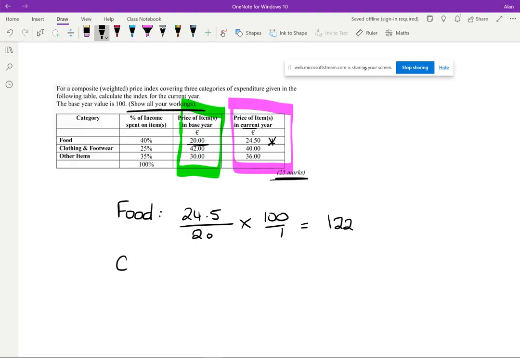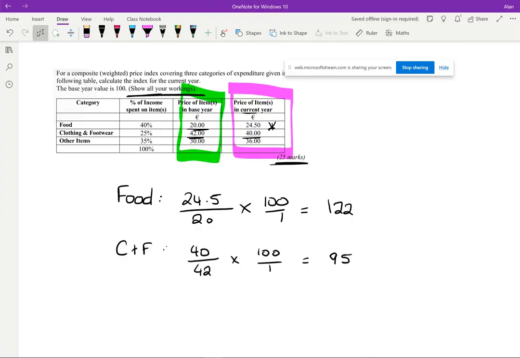Okay? And I'm just going to do all of these first. And then we have clothing and footwear. So clothing and footwear, C&F, again, same thing. We have 40 as the current year, all over 42. So the price of footwear has actually gone down, so there's been deflation. You multiply that by 100 over 1. That gives you a value. So 40 divided by 42 gives me 95. Okay, so the price of clothing has actually gone down by 5%.